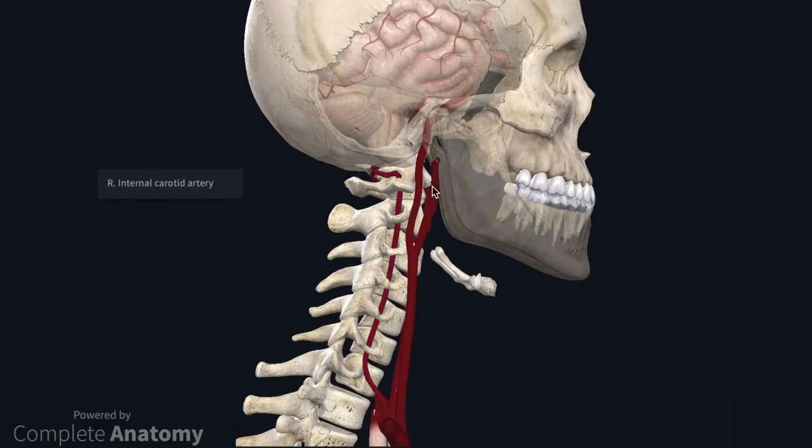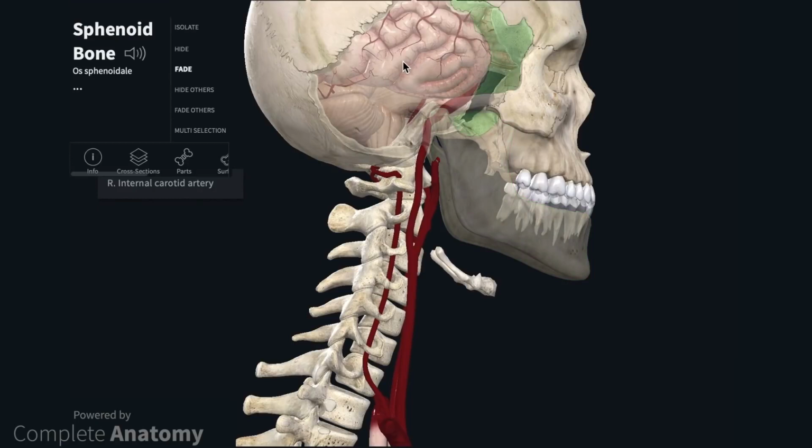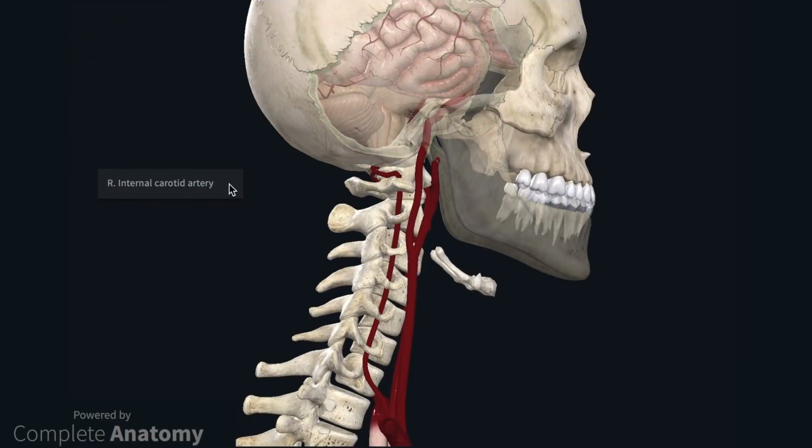On this screen, I have faded the mandible, the sphenoid bone, and the temporal bone so that we can see the course of the right internal carotid artery as it passes within the cranial vault. The internal carotid artery enters into the cranial vault by passing through the carotid canal and the upper portion of the foramen lacerum.